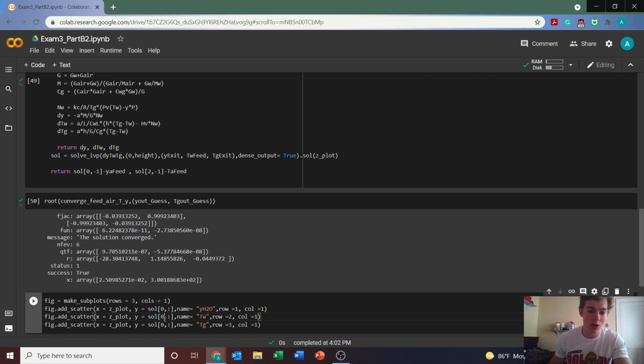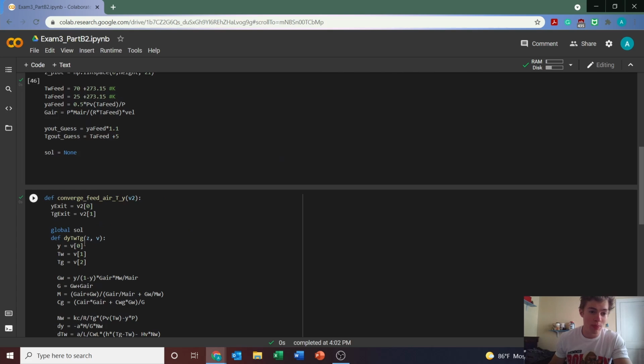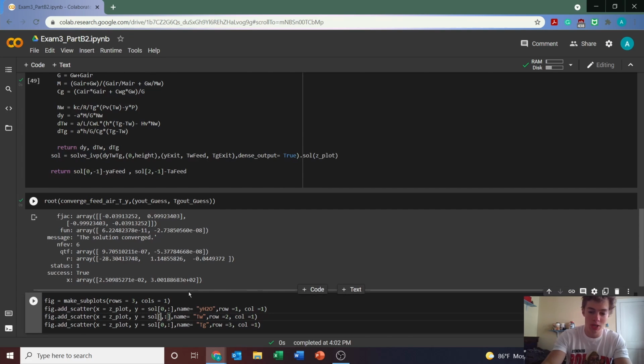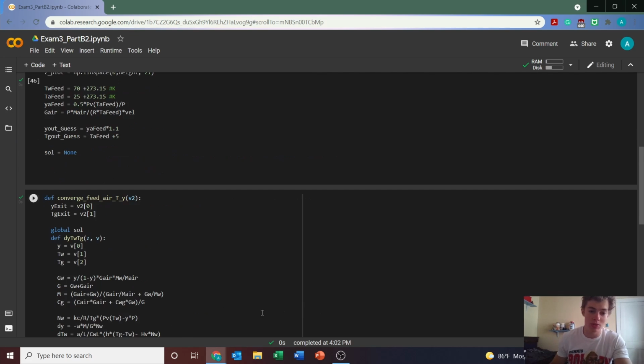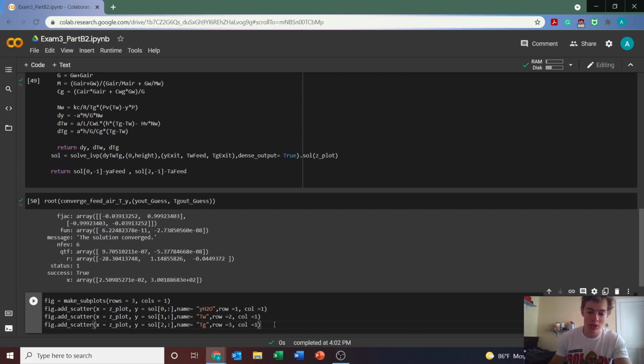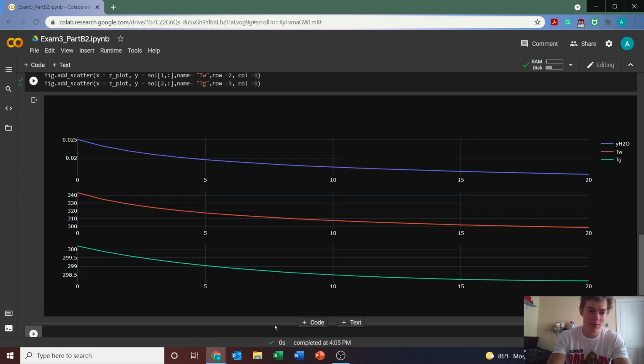And then since temperature of water, if you recall from our equation, we put it in the second component, so we'll change that to a 1. And then for the temperature of our gas, we put it in the third component, so we change that to a 2. And if we hit Shift Enter, we should have a graph. And we do. But I don't like how that graph looks.